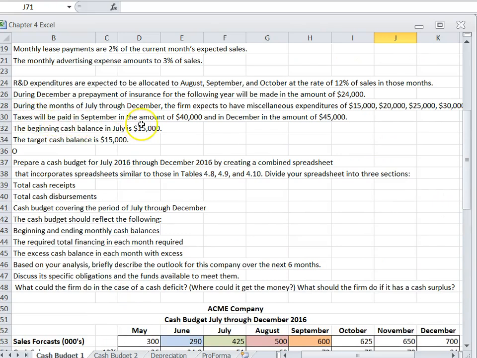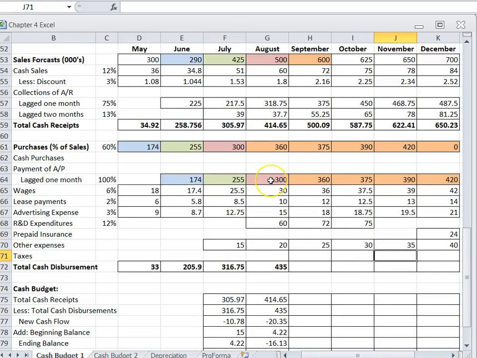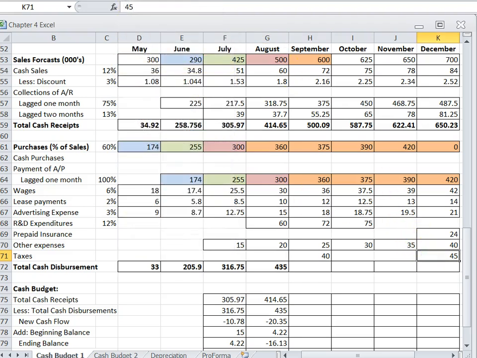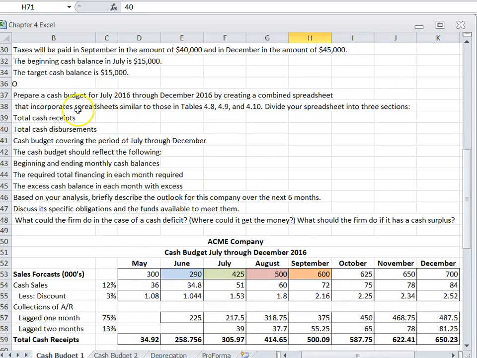And taxes paid in September amounts to 40,000. Taxes will be paid in September, the amount of 40,000. In December, 45,000. Okay. So taxes, September will be 40,000 and 45. This should be a box. Okay. All right.